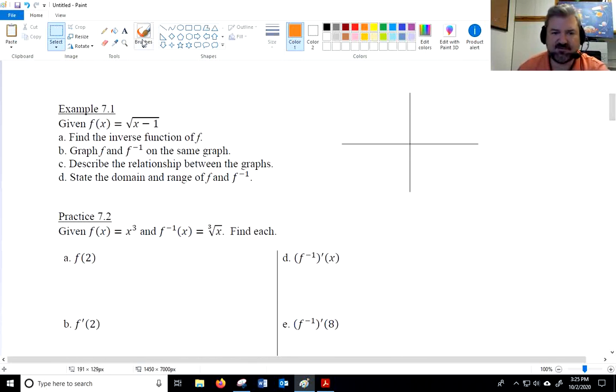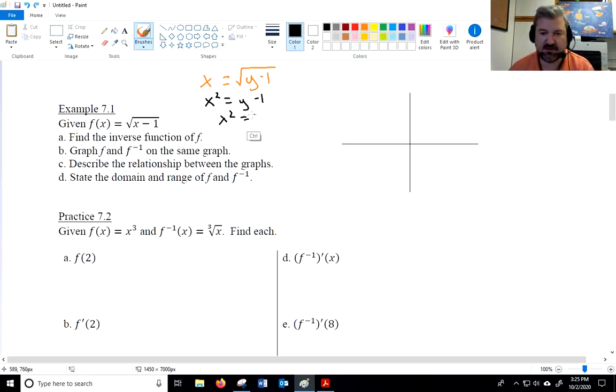So, for example, let's say we have the graph of f of x equals the square root of x minus 1. Let's find the inverse of f. Well, the inverse of f we can find by switching the x and y values. So f of x is y. I'll replace f of x with x, and I'll replace x with y, and I'll simply solve for y. So I'll square both sides, and I get x squared equals y minus 1. So x squared plus 1 is equal to y.